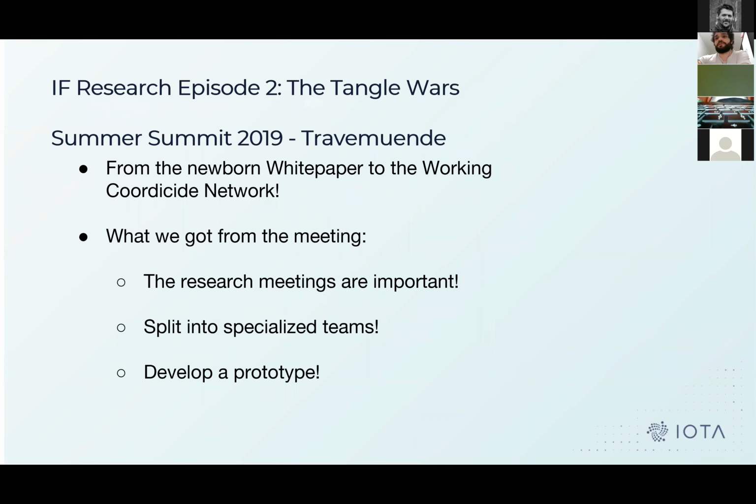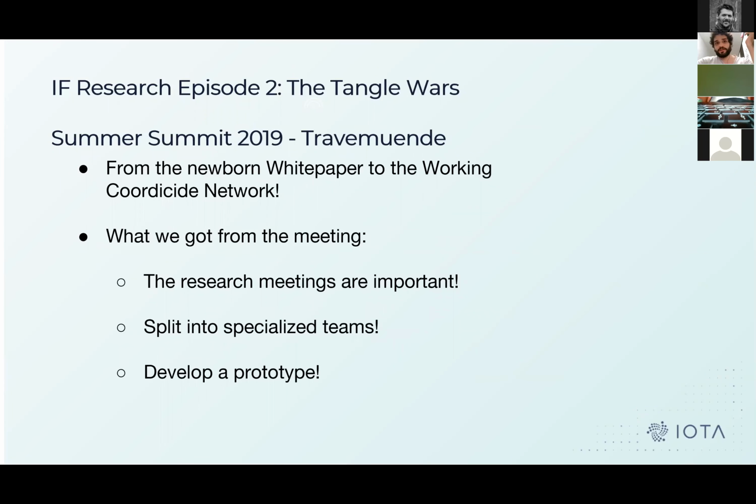And then we moved forward to the second meeting we had, the one in Travemunde. The meeting in Travemunde happened one week before the rest of the foundation got there, so we could have one full week of research, really motivating, especially since there was a beach around and we couldn't go. But basically, the idea was how to move from the newborn white paper to a working Coordicide solution.